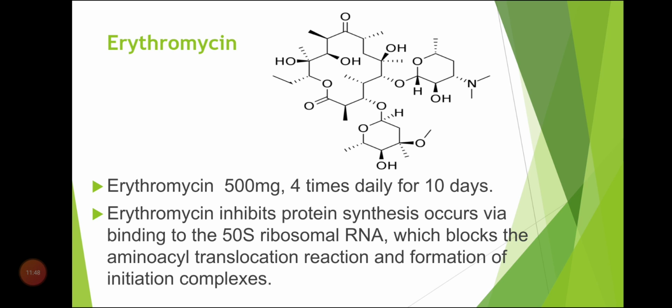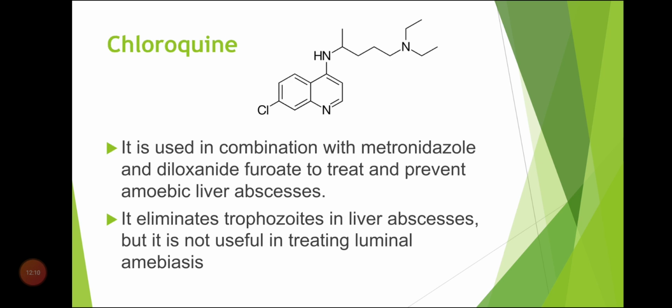The next antibiotic is erythromycin. The dose is 50 mg, four times daily for 10 days to treat the amoebic infection. Erythromycin inhibits protein synthesis via binding to the 50S ribosomal RNA, which blocks the amino acid translocation reaction and formation of the initiation complexes.